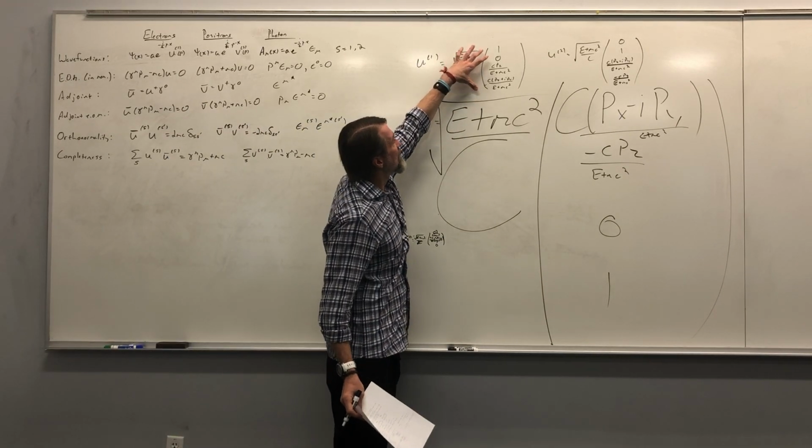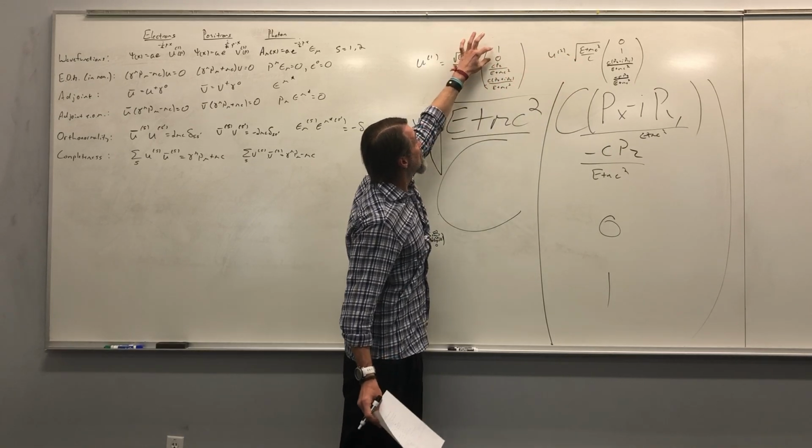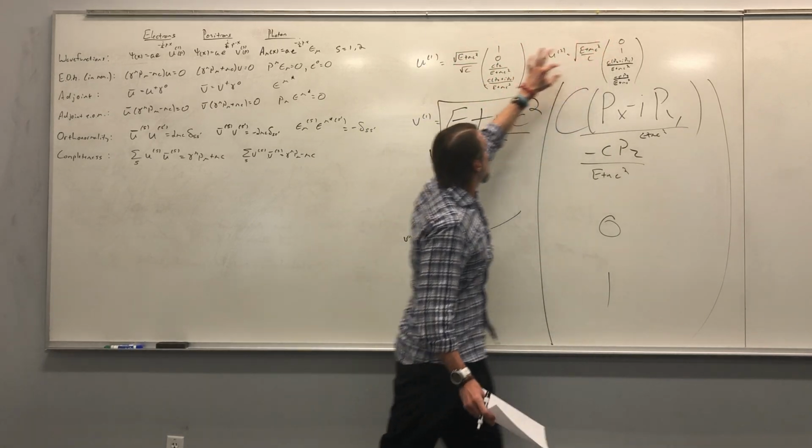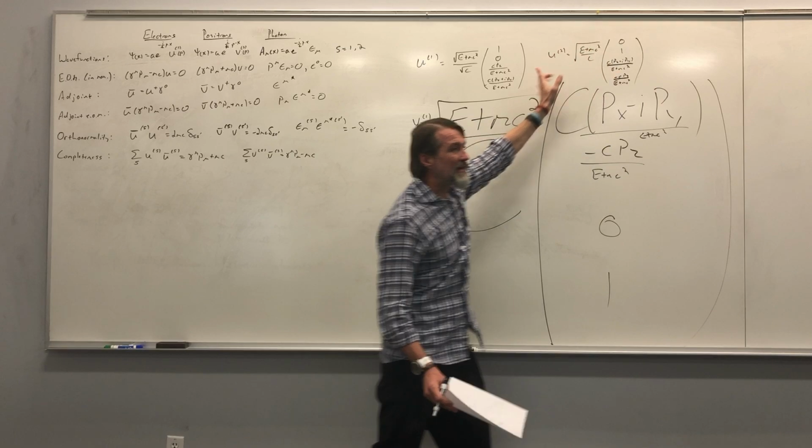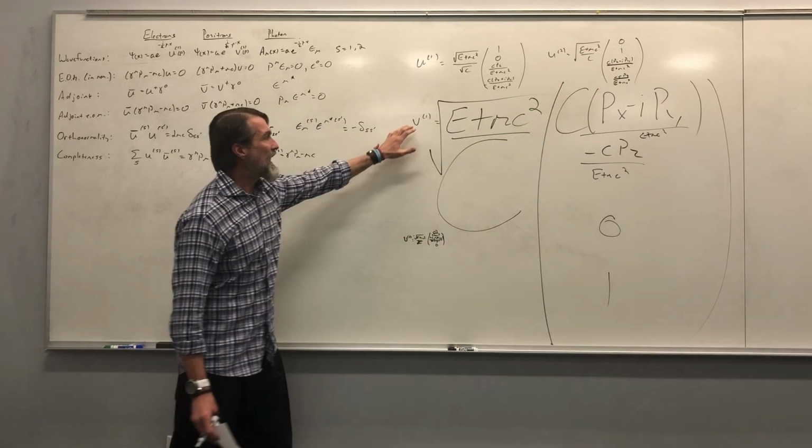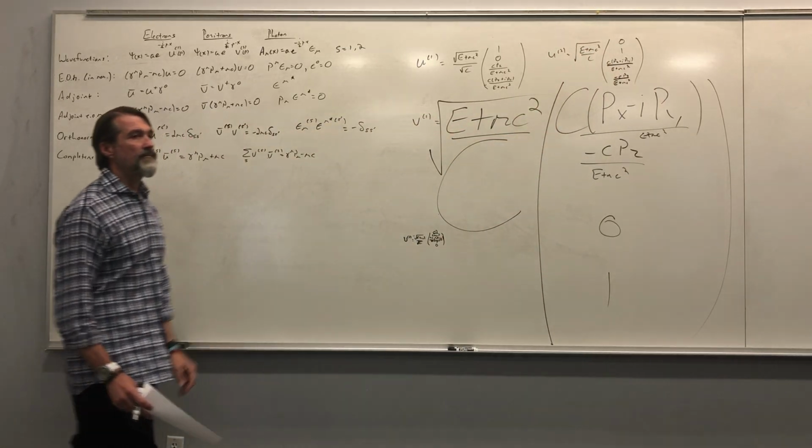What's really changing when you go from here to here is you're changing these two, and then you're interchanging these two with a minus in there. And the same happens on the positron.